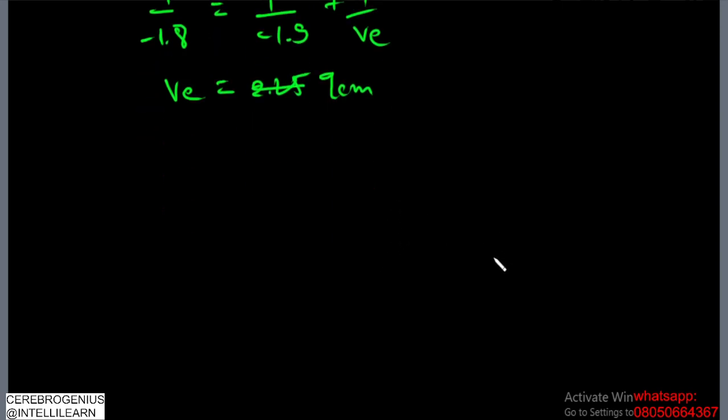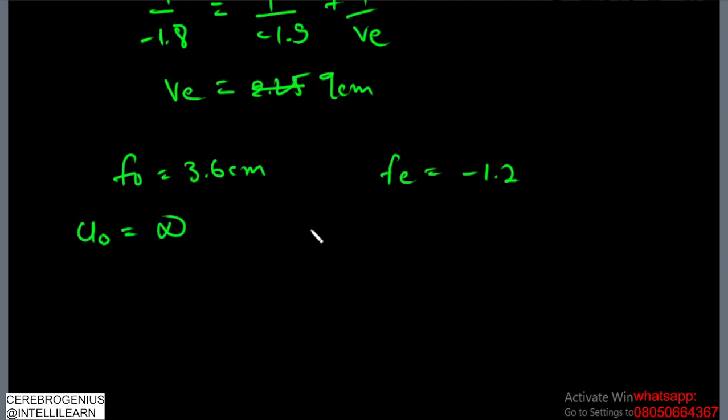Let's try the second one. It says an opera glass has an objective lens of focal length 3.6 and a negative eyepiece of focal length 1.2. Focal length of eyepiece is what? Minus 1.2. So how far apart must the two lenses be to view the image of a distant object at 25 centimeter from the eye? So that means that the object is distant, that's at infinity, but we are viewing it at 25 centimeter from the eye. So that means that the position of the final image from the eyepiece is what? 25 centimeter, and this is minus 25, right?